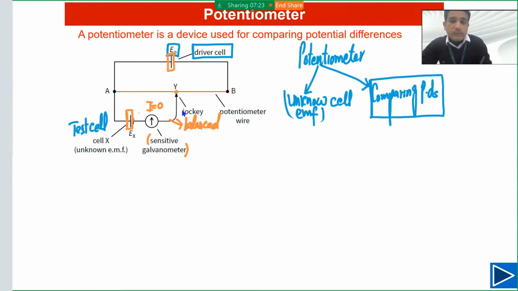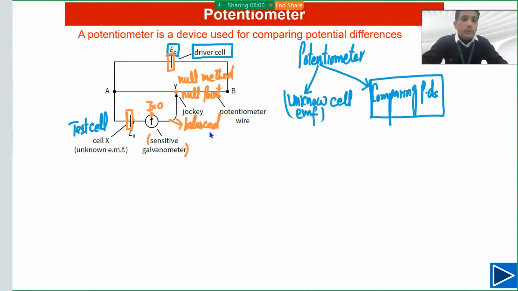If the galvanometer is balanced, we also call this the null point, and this method the null method, meaning the galvanometer reading is 0. The null point means the 0 point, where the galvanometer reading will be 0. So the 0 will be located at this point. Simply, you can say the galvanometer is balanced.